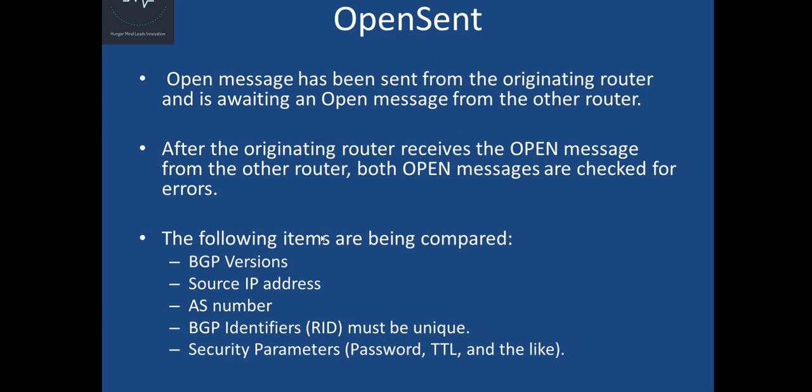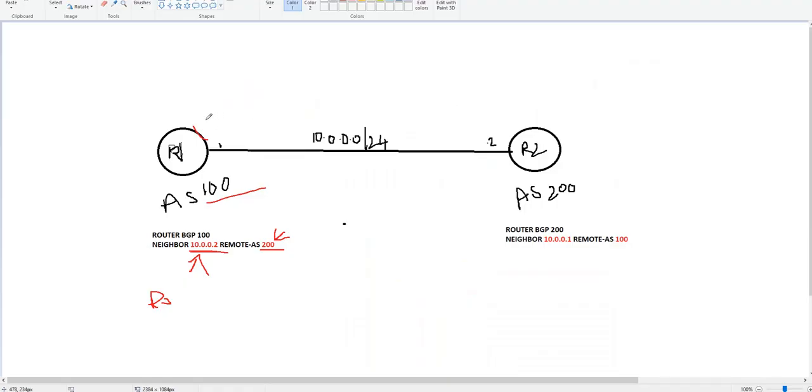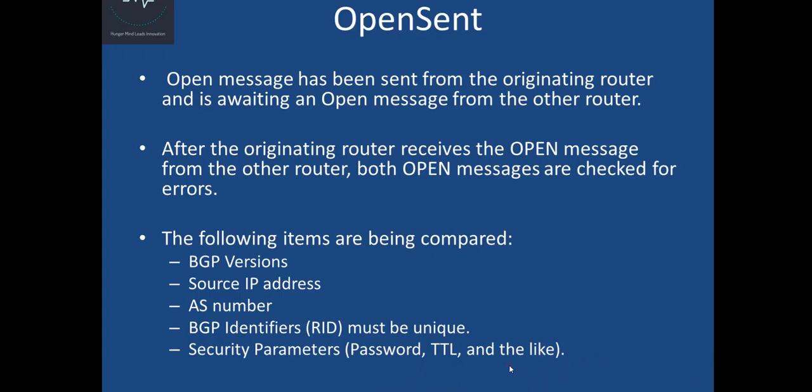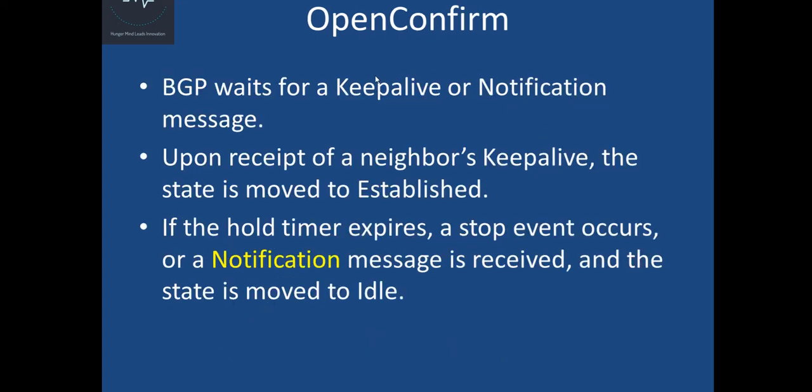Once the open sent is done, let me move back to the pane. Once the open sent is sent from R1 to R2, R2 has to send the acknowledgement back, stating its information, whether everything is good or how it is. Once we have received the confirmation, the state will move from open sent to something called open confirm. In this state, we will be receiving either keep alive or notification messages.